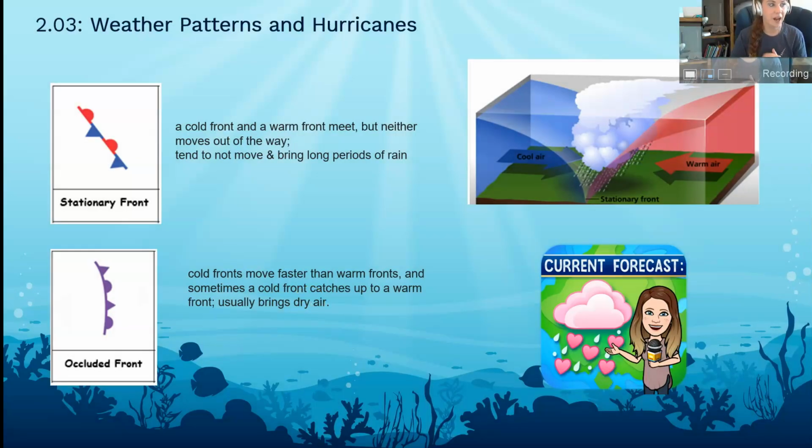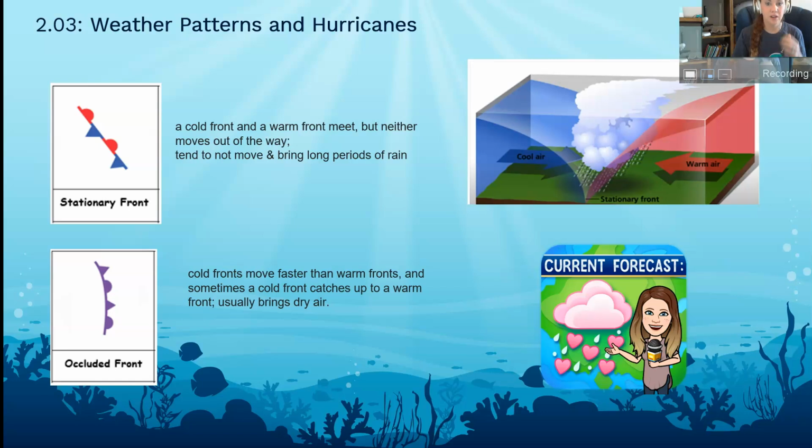Now here we've got a stationary front. Now this is when a warm front and a cold front meet and they lock together and neither one can overtake the other. This combination of temperature and humidity will cause long periods of rain.